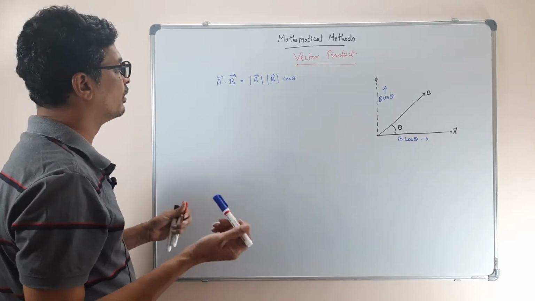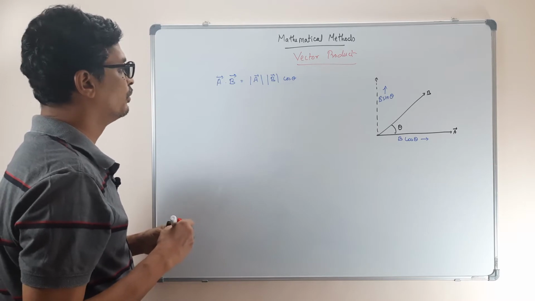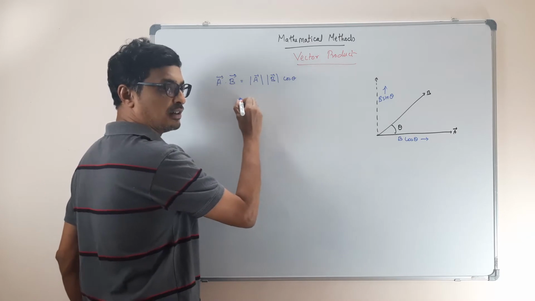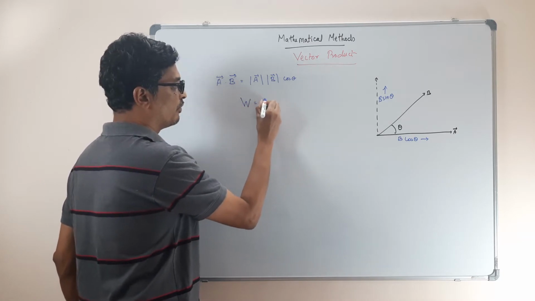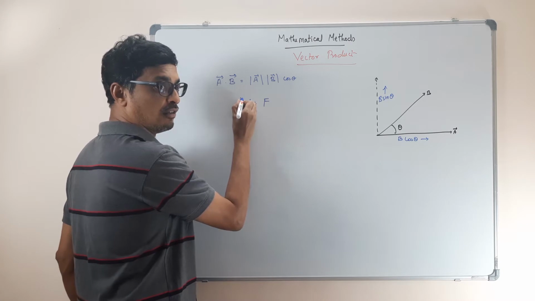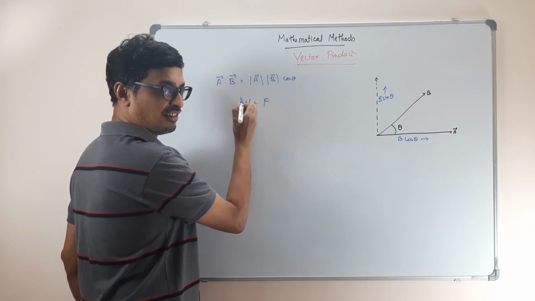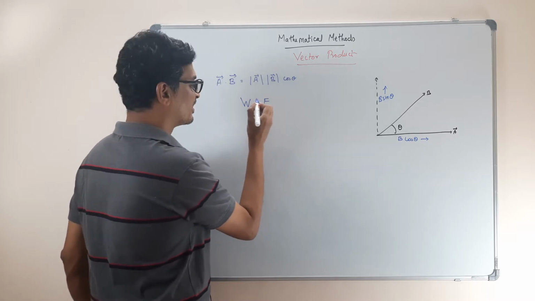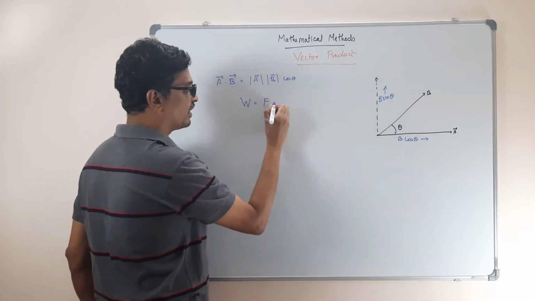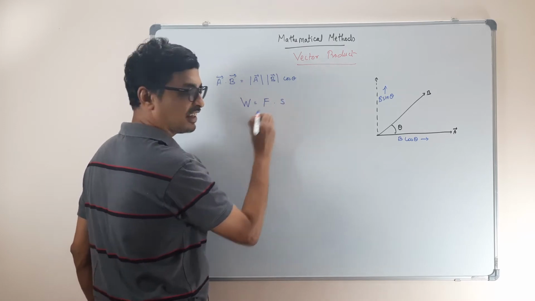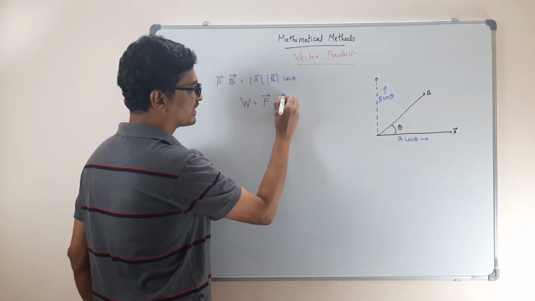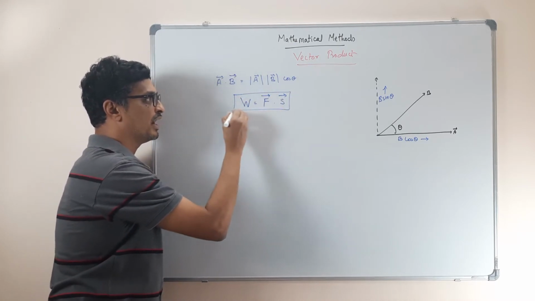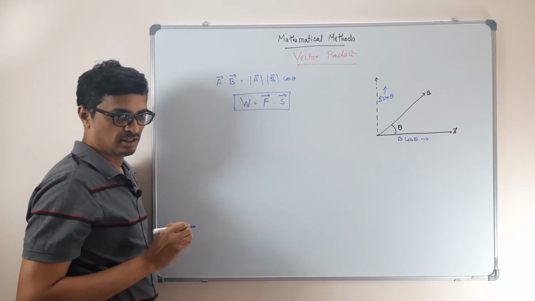And in physics, we saw an example also, right? One of the very simple examples is the work done. You remember? Work done is a vector? Does work done have a direction? You should be asking. It is a scalar. So work done is F dot S, correct? Where F is a vector and S is a vector.